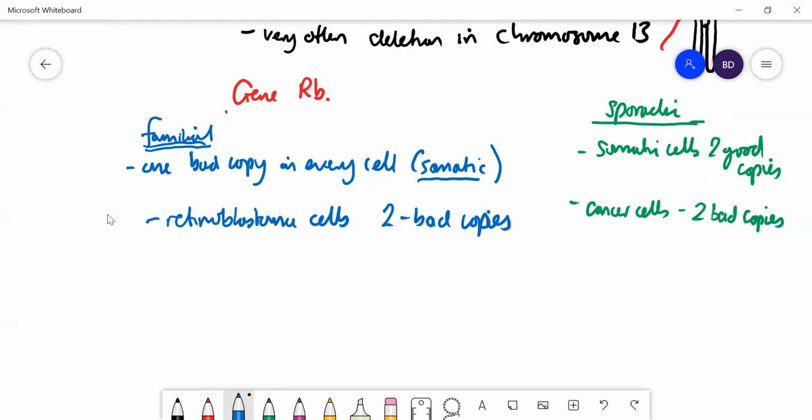So anyway, the gene was sequenced. They predicted the amino acid sequence, and they looked at the structure of the protein. So what can we say about the RB protein then? Well, first of all, it is incredibly complex in terms of functions. It's got lots of different functions.